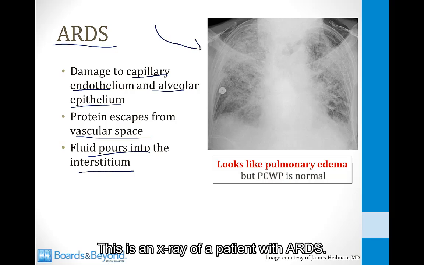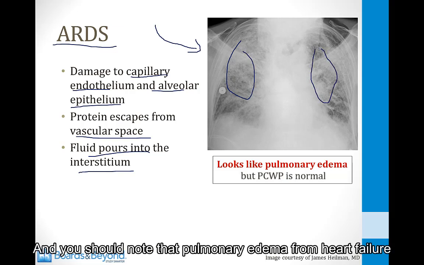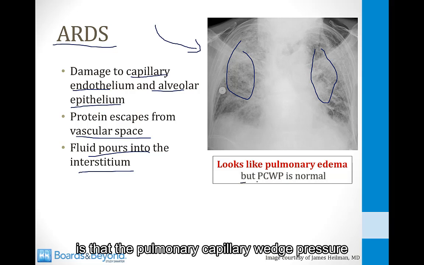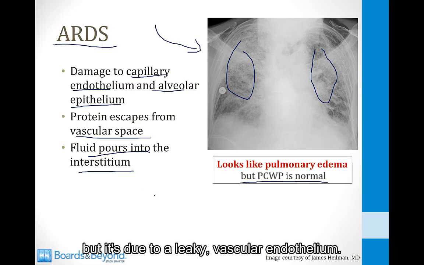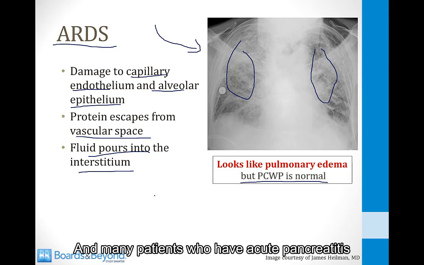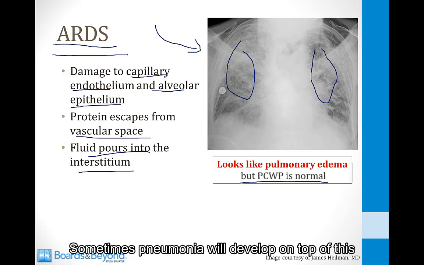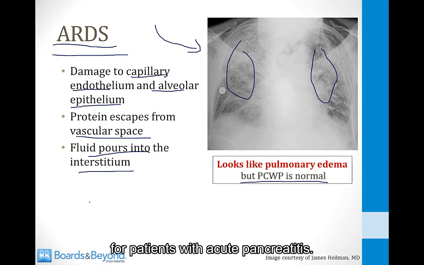This is an X-ray of a patient with ARDS. You can see white, fluffy infiltrates in both lung fields. And you should note that pulmonary edema from heart failure or any other cause can look just like this. What's different about ARDS is that the pulmonary capillary wedge pressure is normal, indicating that this fluid leaking is not due to high pressures in the heart, but it's due to a leaky vascular endothelium. And many patients who have acute pancreatitis end up ventilated in the intensive care unit because of development of ARDS. Sometimes pneumonia will develop on top of this, and the result can be a life-threatening scenario for patients with acute pancreatitis.